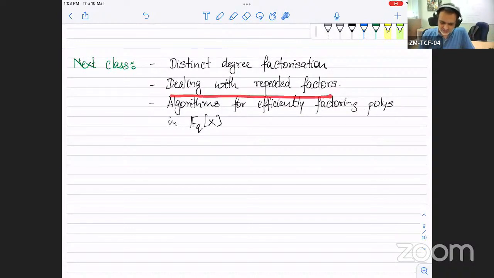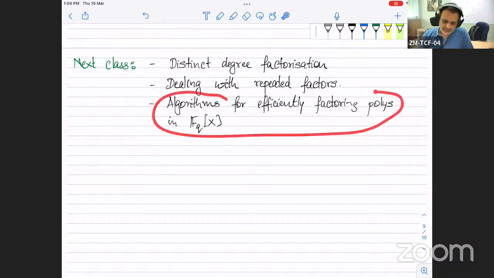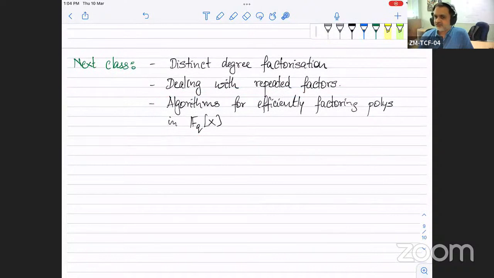We'll also have to deal with repeated factors. Sometimes you might have a polynomial where the same factor shows up, like x plus 1 the whole squared, so we need to know how to deal with such repeated factors. Once we do that, we'll have an algorithm that factorizes all univariate polynomials over finite fields. Then we'll build on top of that to go to bivariates, and so on.